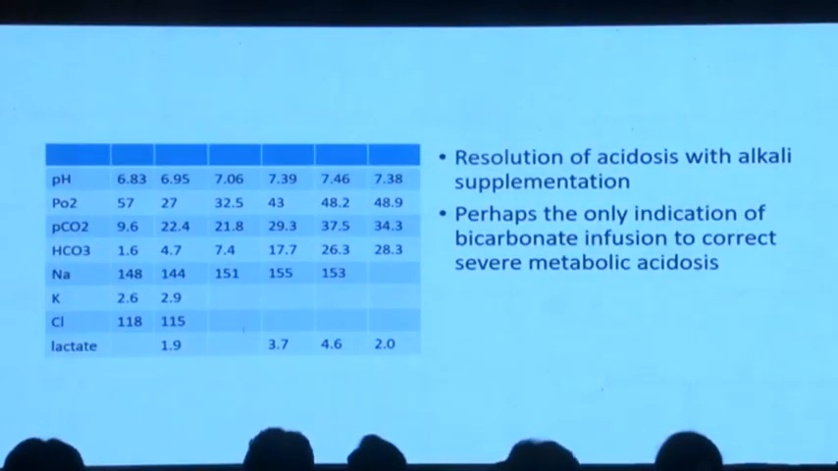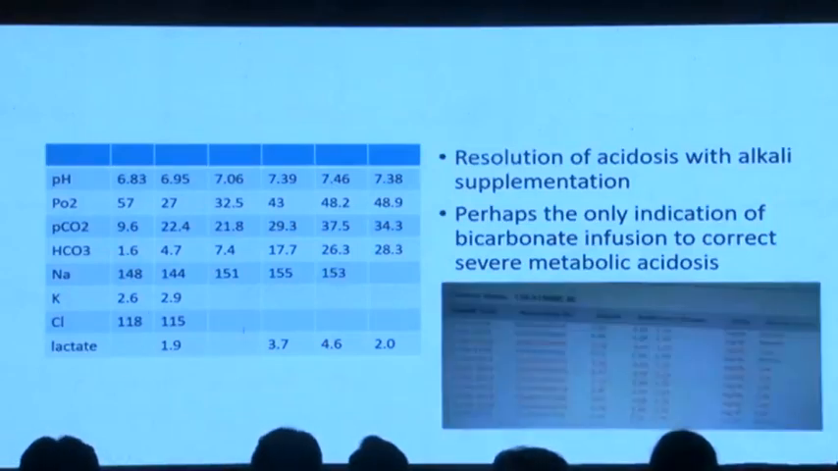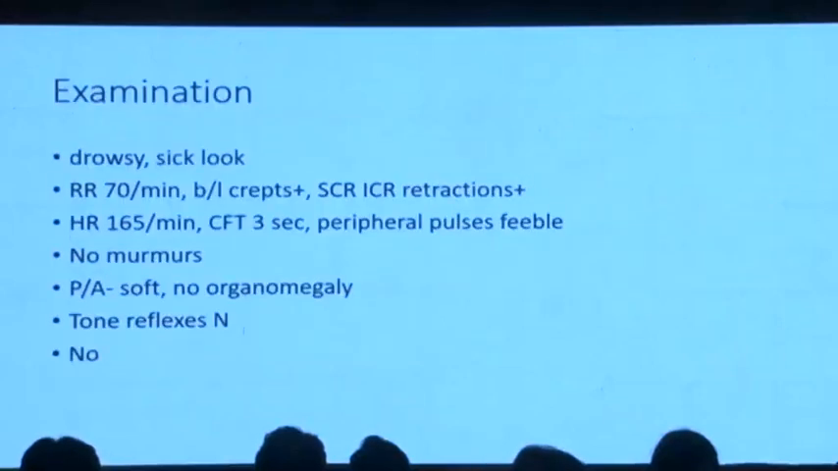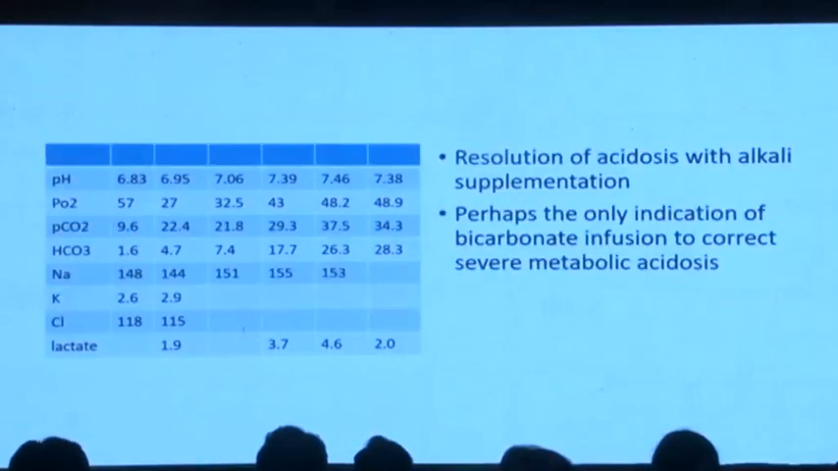So here is what happened; these are the sequential blood gases. The first pH was 6.83, bicarb was 1.6, sodium 148, potassium 2.6, chloride 118. Some normal saline and bicarb, 1 milliequivalent per kg, was given. I have not mentioned it here, but 1 milliequivalent per kg bicarbonate was given.